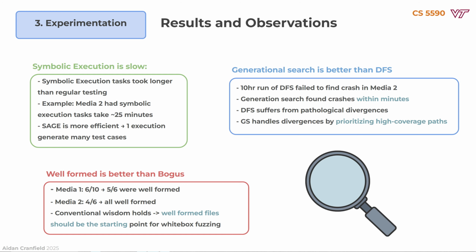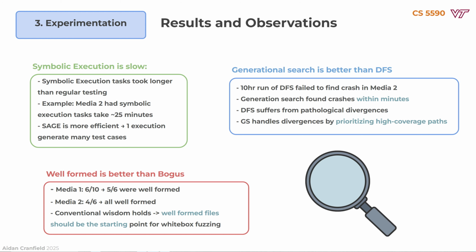Then depth-first search again suffers from these pathological divergences, whereas generational search handles these divergences by prioritizing high coverage paths. That's the scoring part of paths.